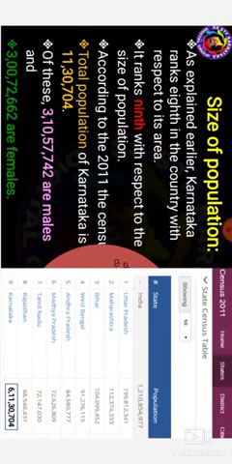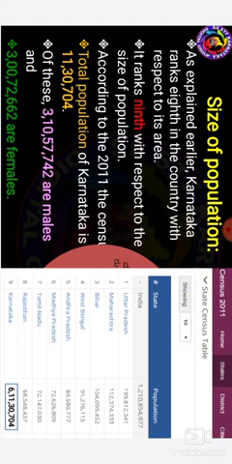And then next we have to see the size of the population. Karnataka ranks eighth in the country with respect to its population size. Let us look at the population growth. In the size of populations, the first one is Uttar Pradesh, the second Maharashtra, then Bihar, West Bengal, Andhra Pradesh, Madhya Pradesh, Tamil Nadu, Rajasthan, and in the last, ninth, is Karnataka.